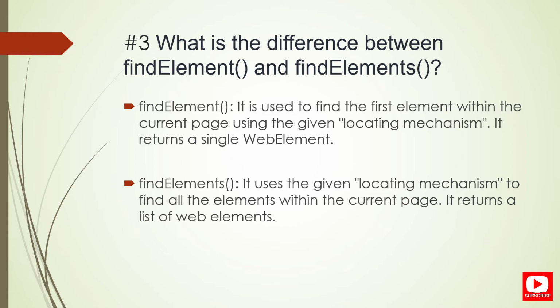When it comes to multiple web elements, we can use find elements. Find elements is used with the given locating mechanism to find all the elements within the current page. It returns a list of web elements. So in find element we return only a single element, while find elements provides the list of web elements. When it comes to finding any list of items in the web page, like a drop down or a form, we can use find elements, where we can group all the checkboxes and radio buttons into one find elements.